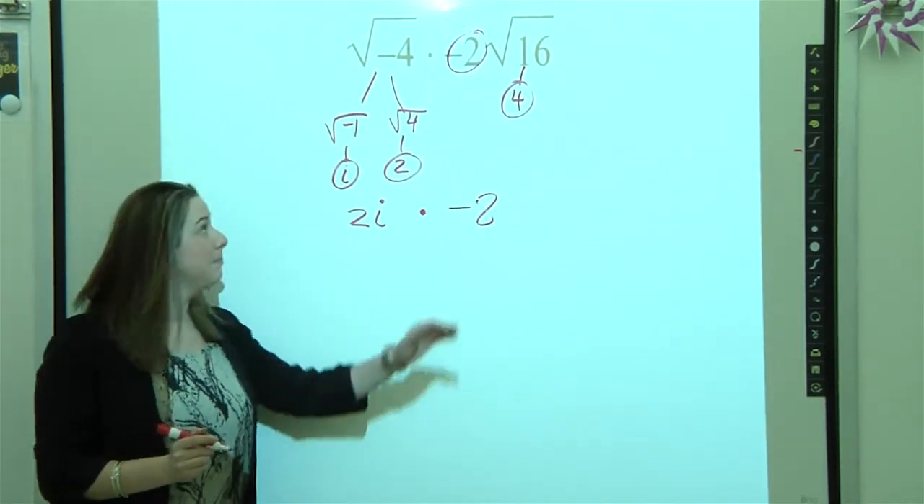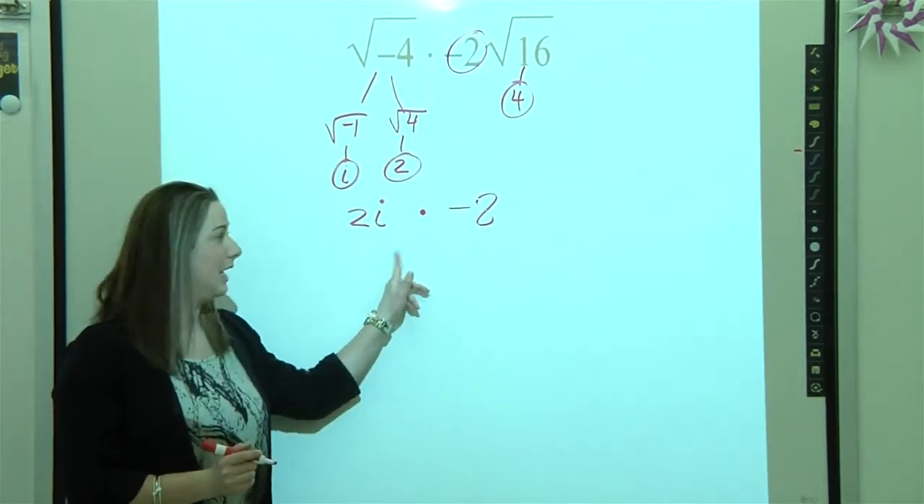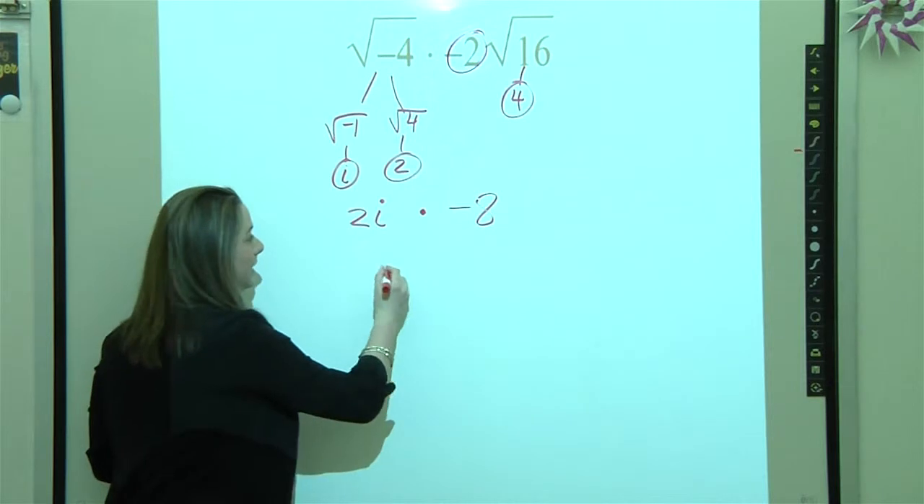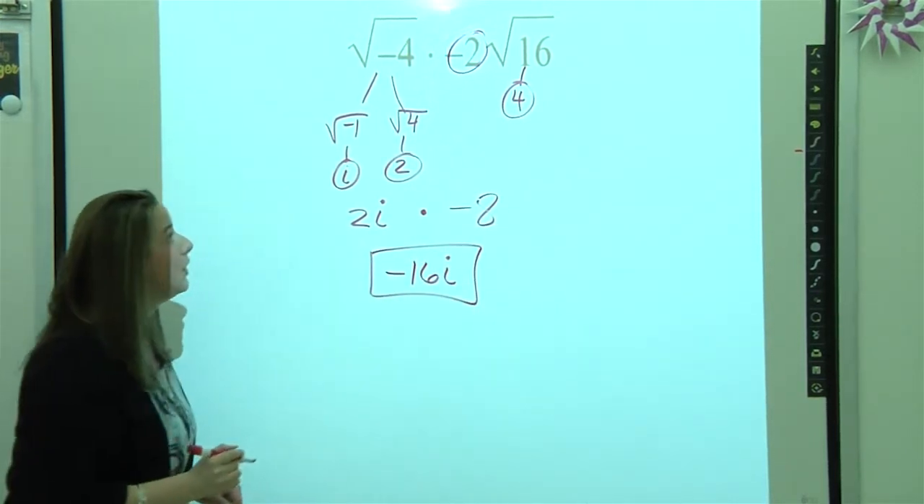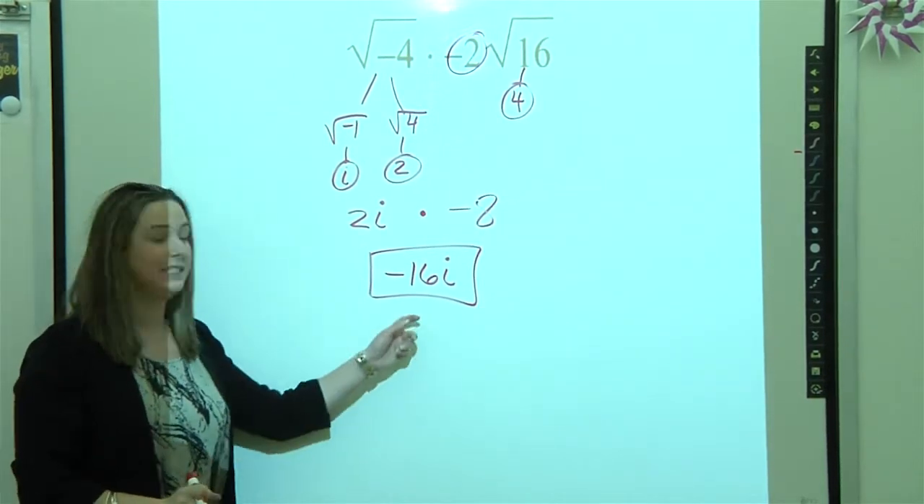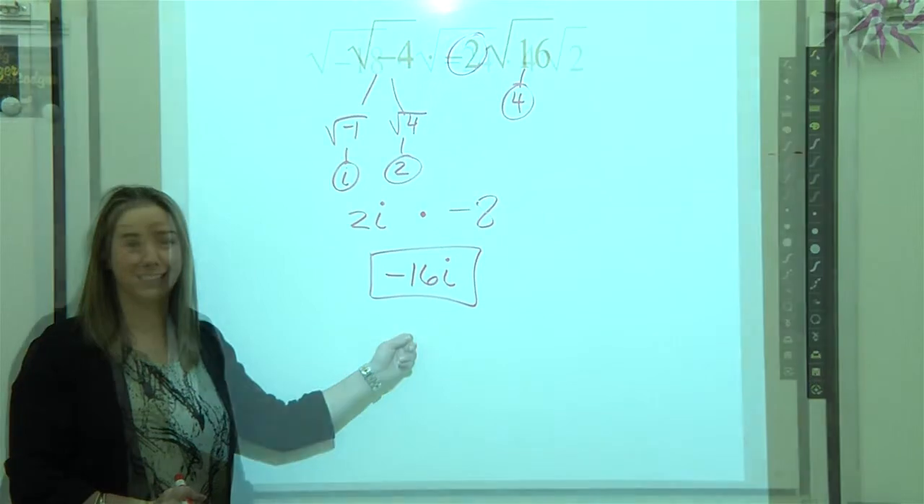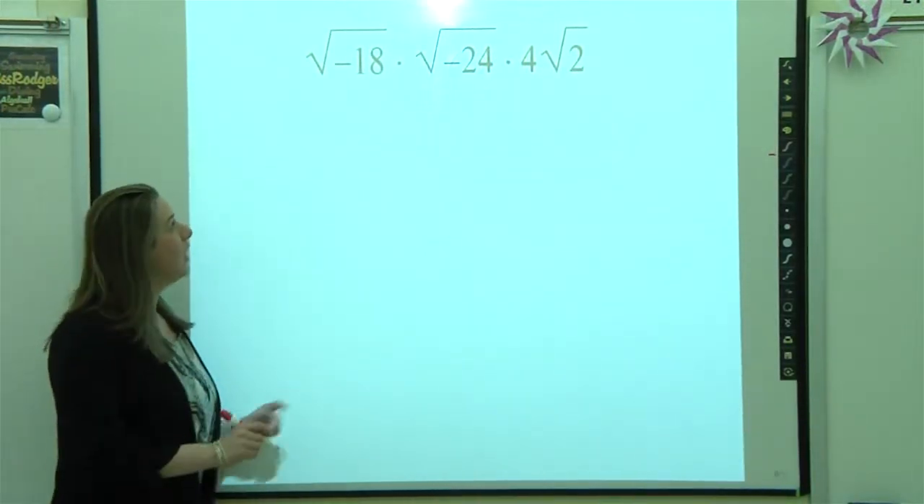Since I've split both of these up and worked each one out separately, I'm now ready to multiply. Negative 8 times 2 is going to give me negative 16i. So I can put square roots together that have negative numbers under the radical and simplify down to one value. Let's take a look at another problem that's a little bit more complicated.